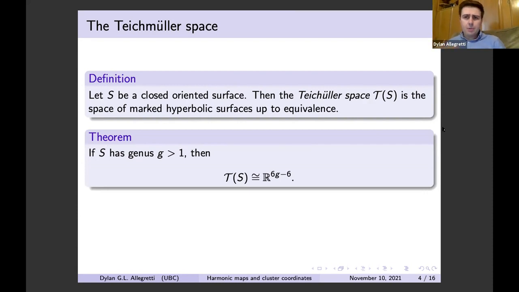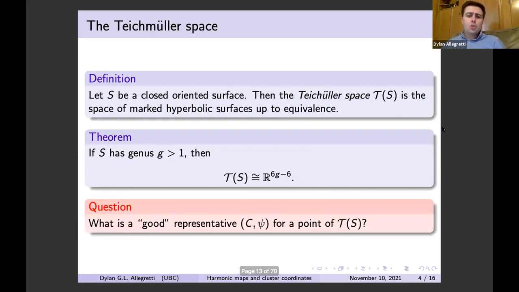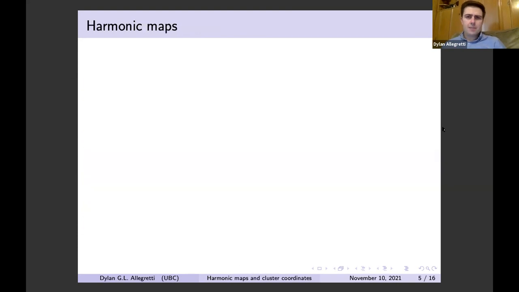Now I'd like to pose a question, which is, what is a good representative for a point in Teichmüller space? I have defined the Teichmüller space as a space of these pairs (C, ψ). What I'm asking now is, is there some way to choose a representative for the equivalence class of pairs which is somehow preferred? And that will lead us naturally to the subject of harmonic maps, which I mentioned in the title.